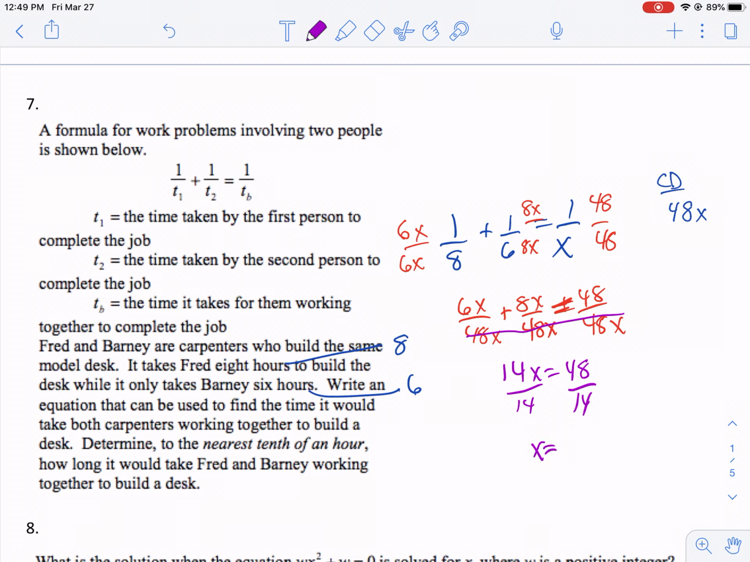Alright, so I have a feeling that the reading of this problem took much longer than the actual doing of this problem, and when I divide I end up with 3.4.